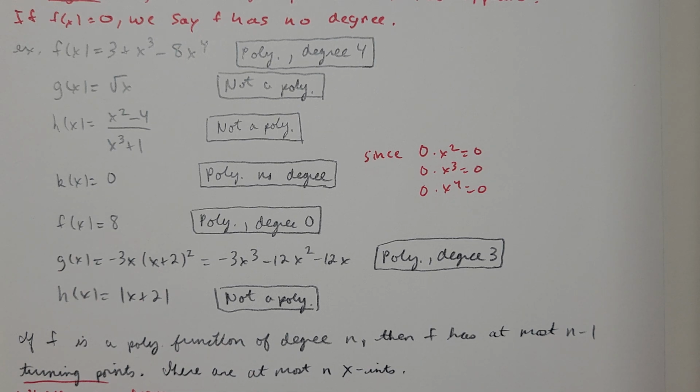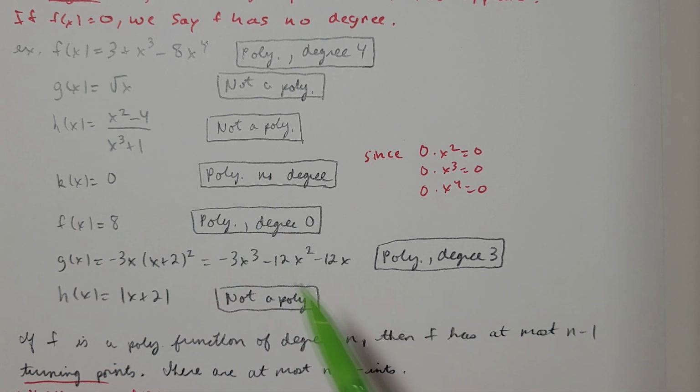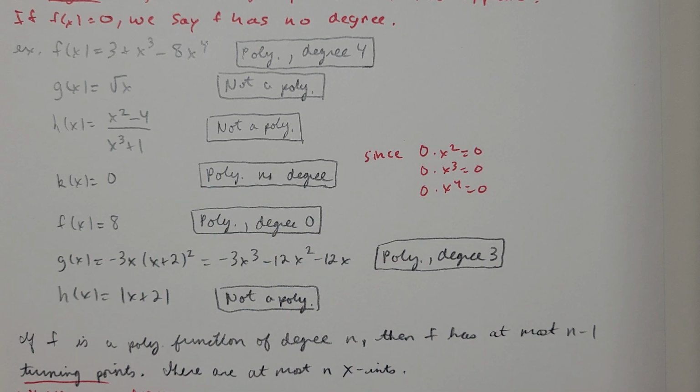So 8 is the same thing as 8 times x to the 0 power. Anything to the 0 power is 1. 8 times 1 is 8. Okay, so this would be a degree 0 polynomial. Now, let me come back to this function, k of x equals 0. Now, this is a polynomial. We said that. But this is the only polynomial that has no degree to it.